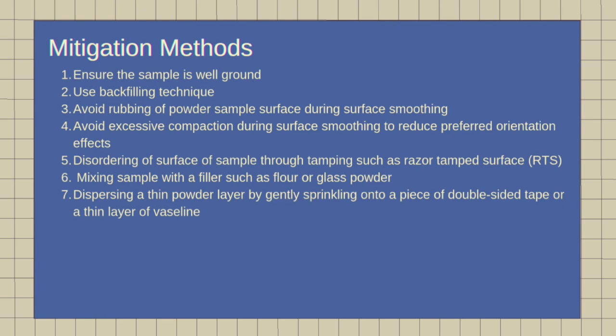There are a few methods that can be used to mitigate the effects of preferred orientation. The methods are: ensuring the sample is well ground, using the backfilling technique, avoiding rubbing of the powder sample surface, avoiding excessive compaction, dampening, mixing the sample with filler, and dispersion of a thin powder layer using double-sided tape or Vaseline.